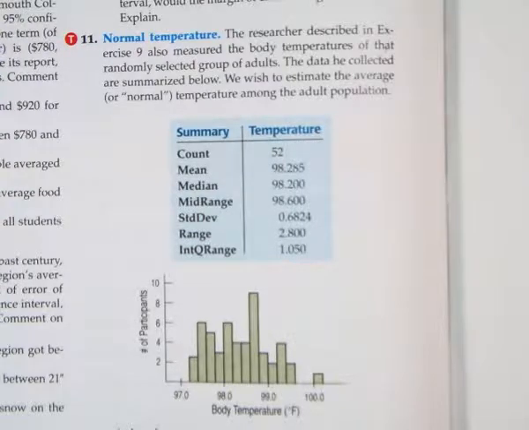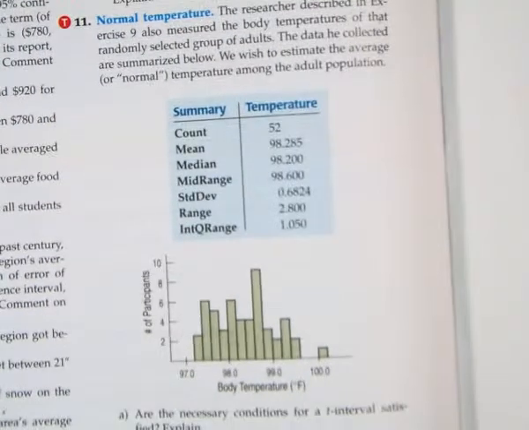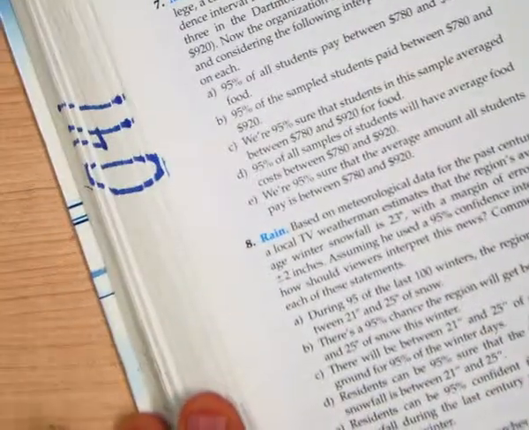All right, problem 11. The researchers described in exercise 9 also measured the body temperatures of a randomly selected group of adults. The data he selected are summarized below. So we got the count, the mean, the median, the mid-range, the standard deviation, the range, and the IQR. So then the question is, are the necessary conditions for a t-interval satisfied? Explain. Okay. Let's go through that.